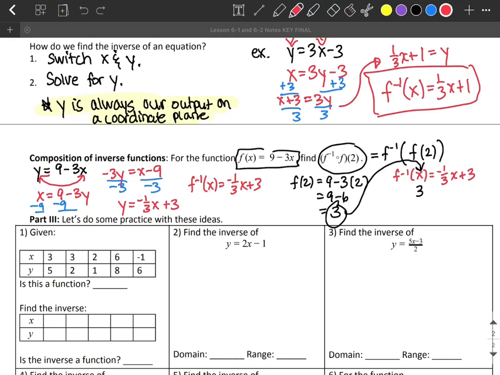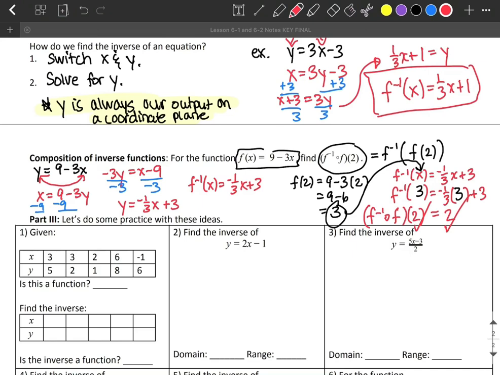For x, everywhere I see an x, I'm going to replace it with 3. So I have the inverse of f of f of 2, and when I simplify the right-hand side, negative 1/3 times 3 gives me negative 1. Negative 1 plus 3 is 2. So when I compose an inverse and the original function of a number, it spits out the same number. Whatever number I started with is the number that it's going to spit out, because whatever I did in the original function, I'm undoing in the inverse.